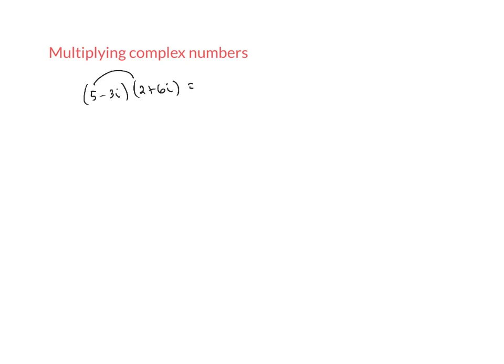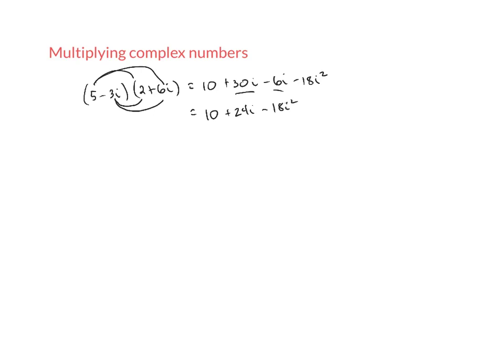5 times 2 is 10. Outer, 5 times 6i is 30i. Inner, negative 3i times 2 is negative 6i. Last, negative 3i times positive 6i would be negative 18i squared. Now, I'm going to combine like terms because that's what I would normally do when I'm FOILing, and these two are like terms. So that would be 24i minus 18i squared.